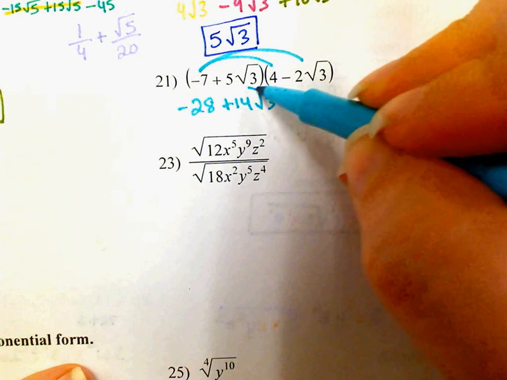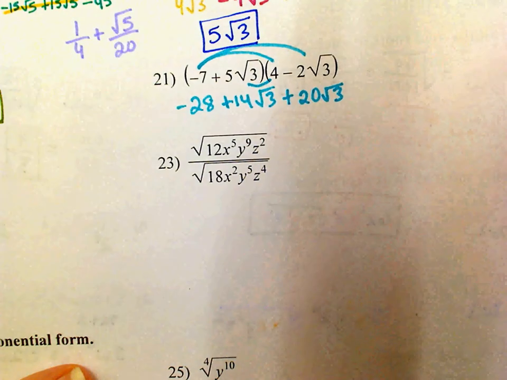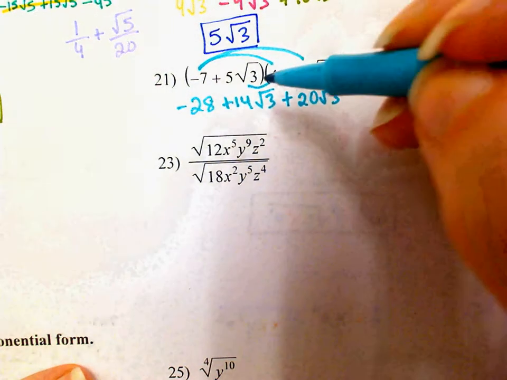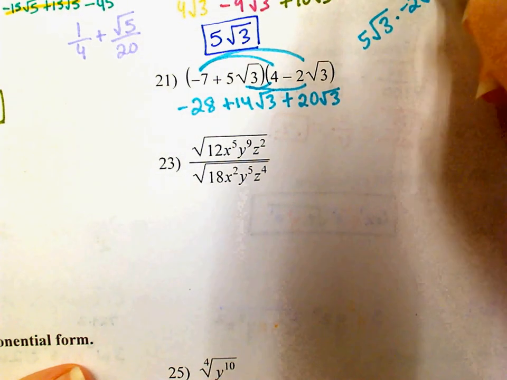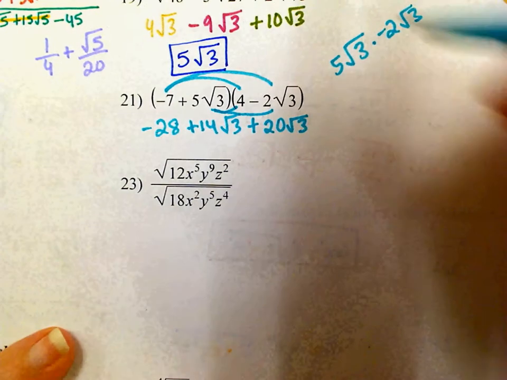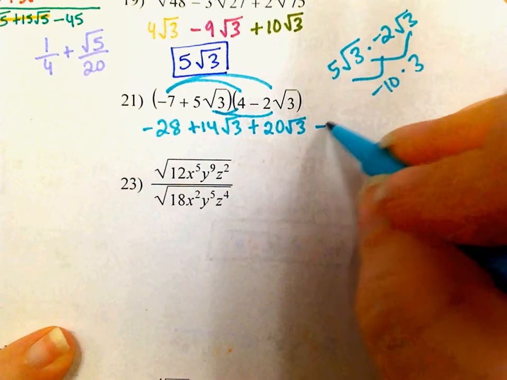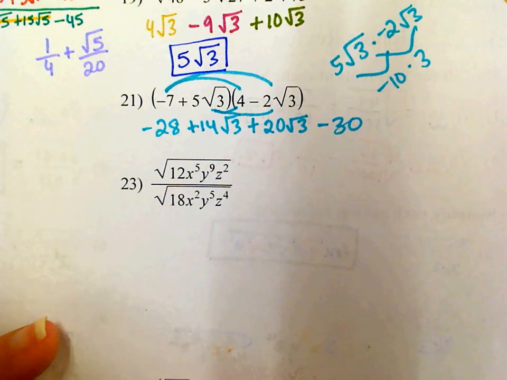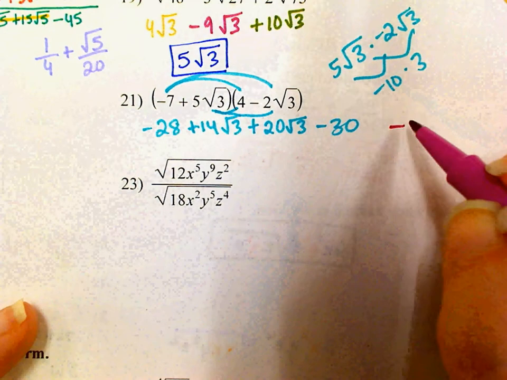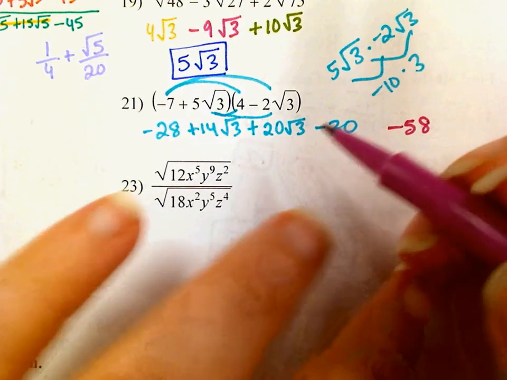And then this last one, I've got 5 square roots of 3 times negative 2 square roots of 3. So if you need to, write it out. 5 square roots of 3 times negative 2 square roots of 3. That is negative 10 times 3. So that's negative 30. So then as far as combining, I just need to combine like terms. I've got negative 28 and negative 30. That's a negative 58. And then I've got 14 square roots of 3 plus 20 square roots of 3. That is 34 square roots of 3. And there we go.